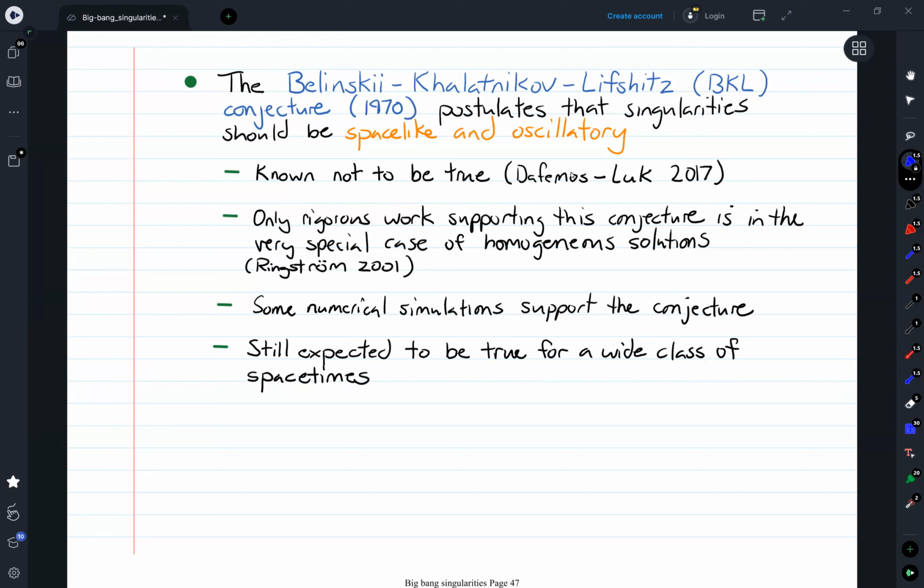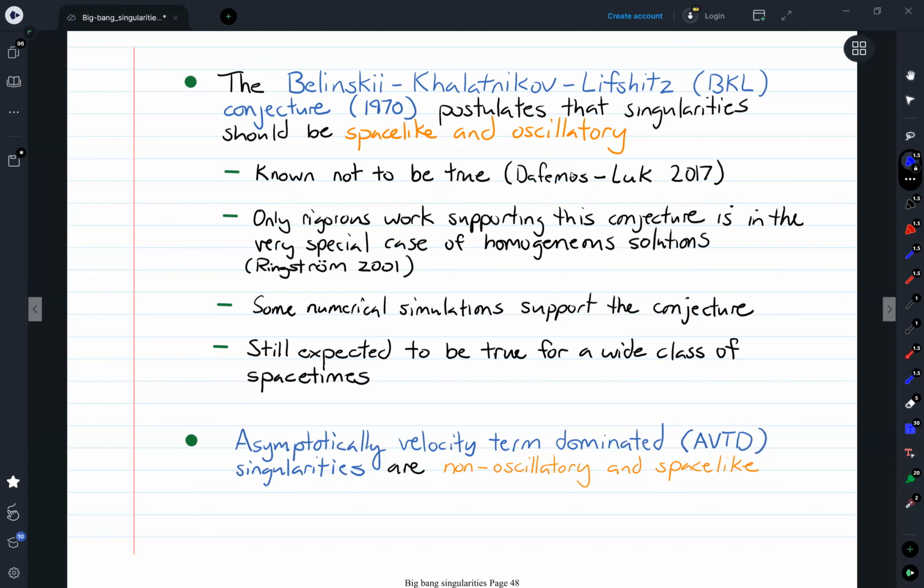Even though there's not much supporting it, and it's also known not strictly to be true, people still expect this to be true, maybe under certain extra conditions, but for an extremely wide class of spacetimes, this should be true. So it's still a guiding sort of idea in the field.